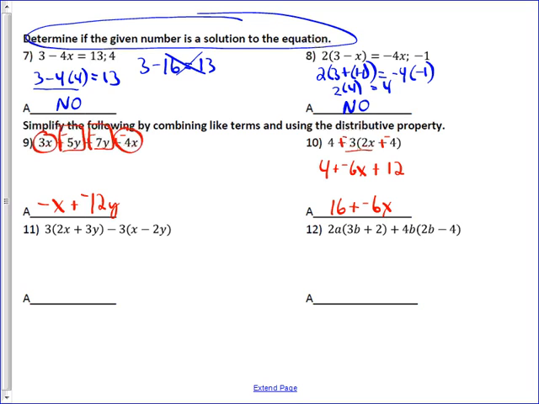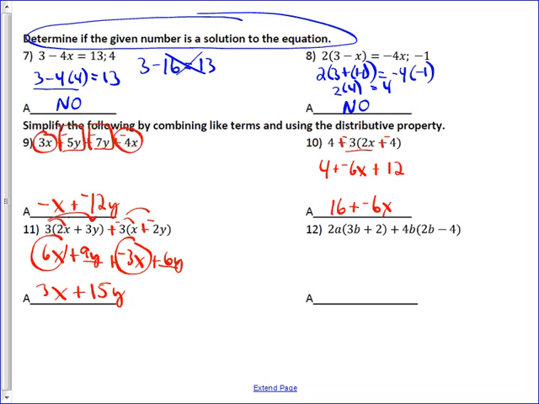On 11, you're going to do 3 times 2x and 3 times 3y to get 6x plus 9y. Just a direct application of distributive property. Then again, change your plus and negative on both of these. Negative 3 times x is a negative 3x. And negative 3 times negative 2 is a positive 6y. Add the x's together as like terms. 6x plus negative 3x is 3x. Add the y's together, and you get 15y.